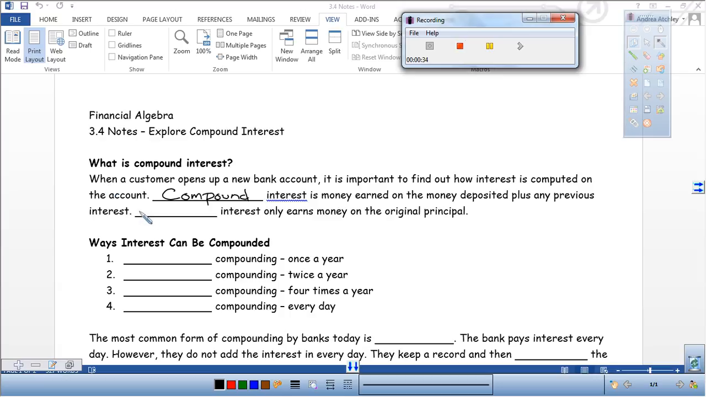Okay, last section, 3.3, we just did simple interest. And simple interest is just interest only earned on the original principal. Okay, so simple interest doesn't earn interest on your interest. Any questions over that? Okay, annually compounding is once a year.